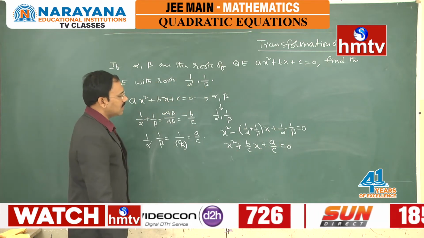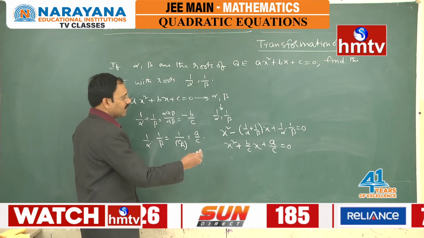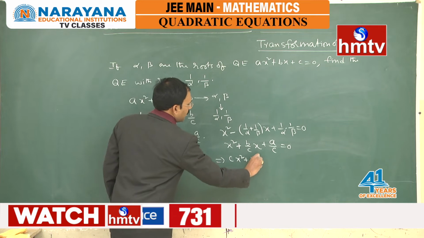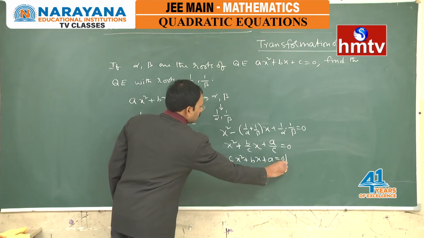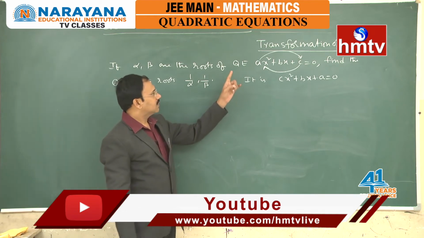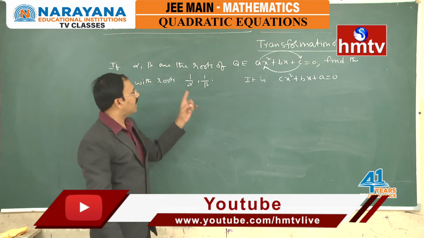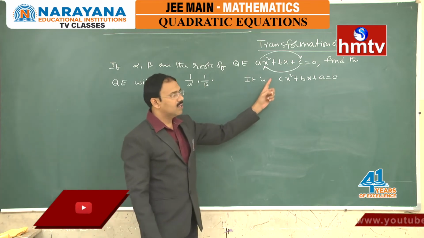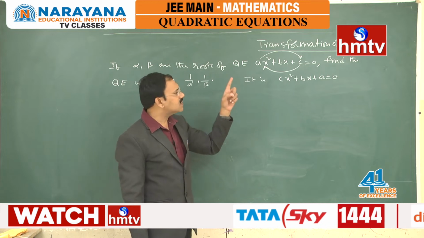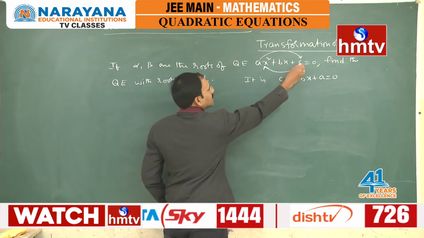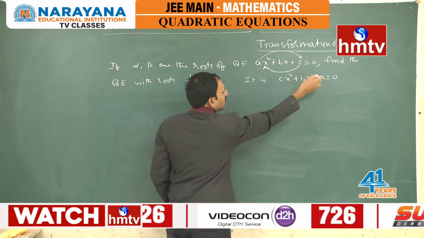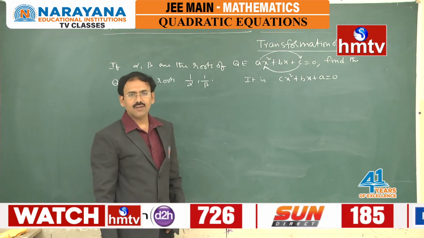Since c is not equal to 0, you can multiply with c, so that you will get cx square plus bx plus a equal to 0. So, we observed that the equation with the roots 1 by alpha, 1 by beta is going to be cx square plus bx plus a equal to 0, which is nothing but simply this constant has come as x square coefficient and x square coefficient has become the constant, right.